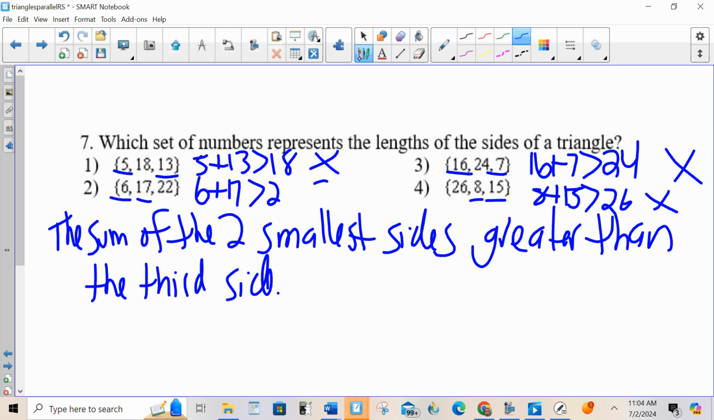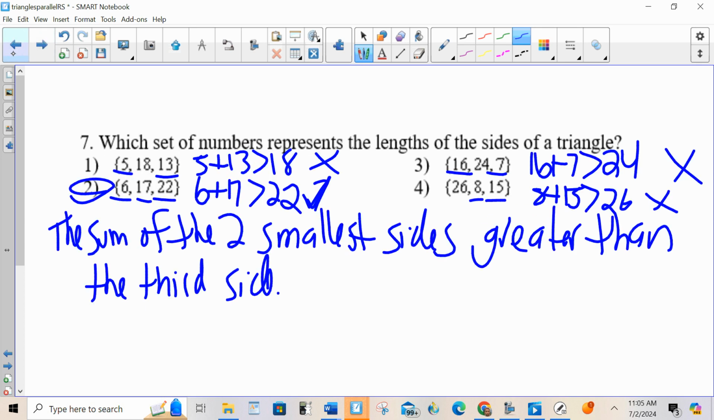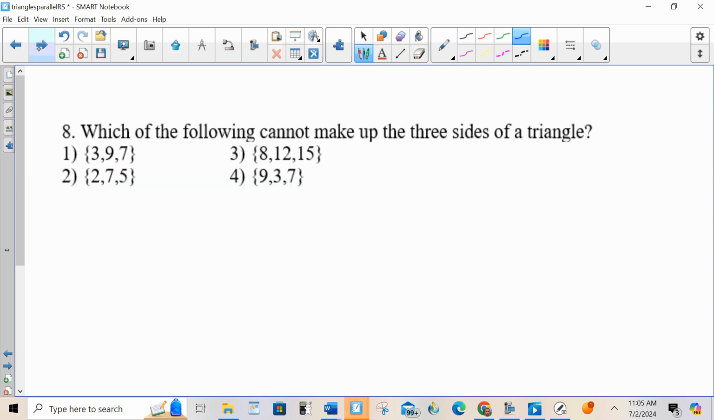Wrote the wrong number down. 6 plus 17 is greater than 22. Yes, that's true. 23 is greater than 22. That's your answer. Number 8 is the same thing. So again, the two smallest sides of a triangle must add to be greater than the third side in order for them to represent the three sides of a triangle.